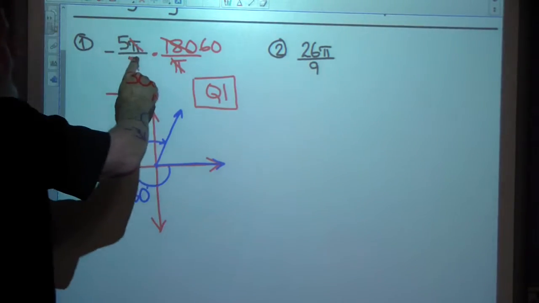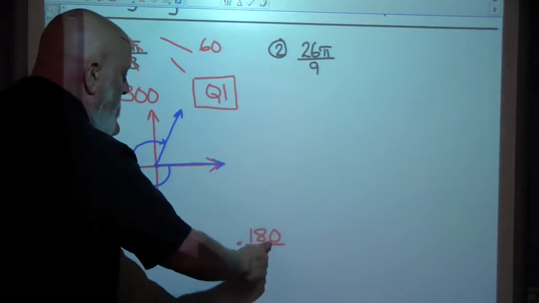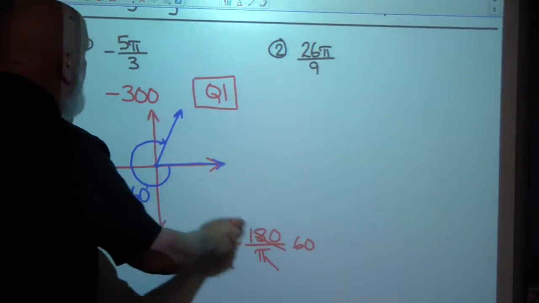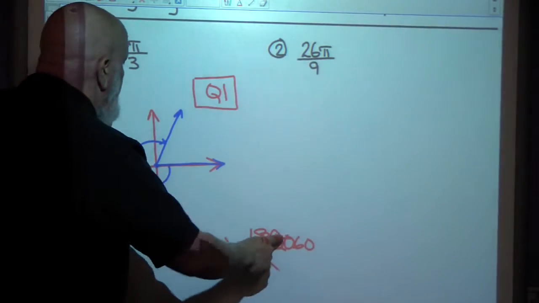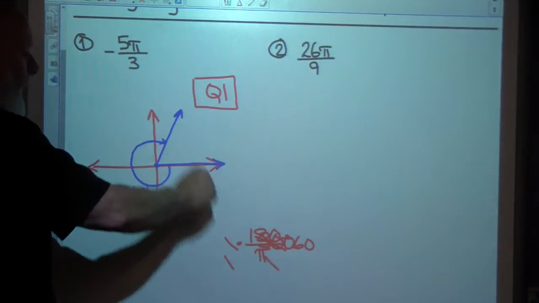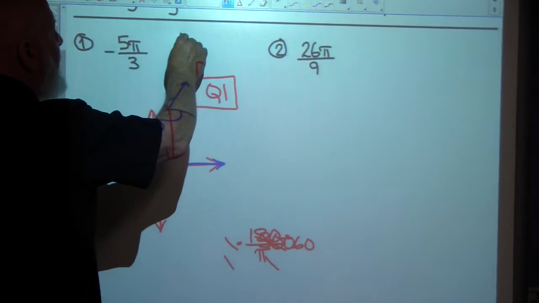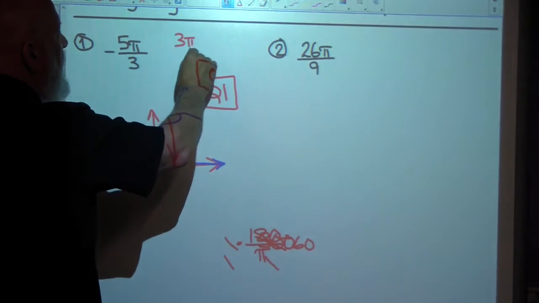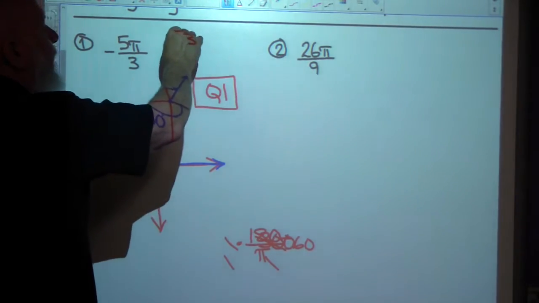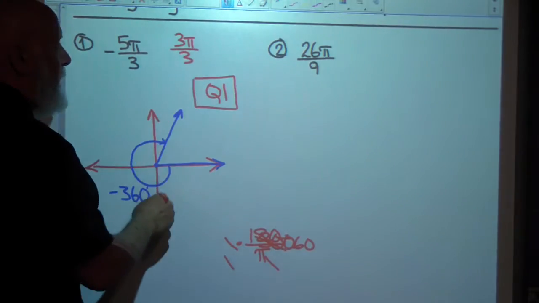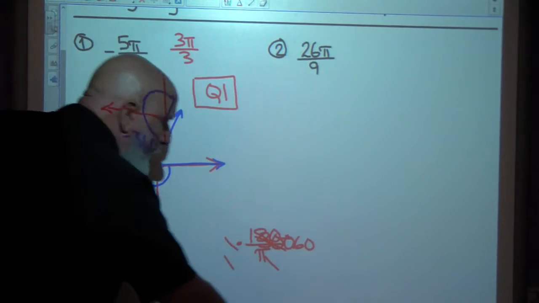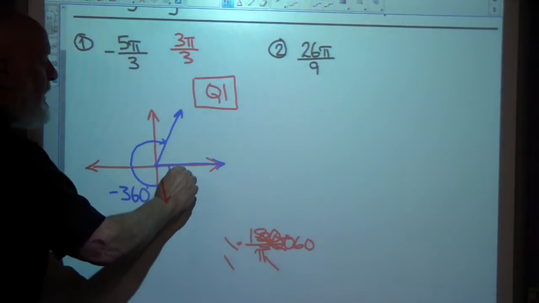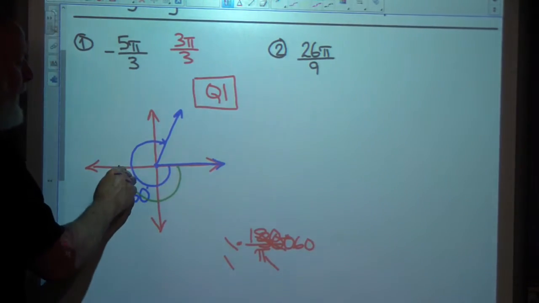If you didn't want to convert to degrees, you say, okay, well, I'm thinking this, 3 pi over 3 is pi. The 3's would cancel. And I'm moving in a negative direction, so I'm going to rotate. Here's 3 pi over 3 in a negative direction.